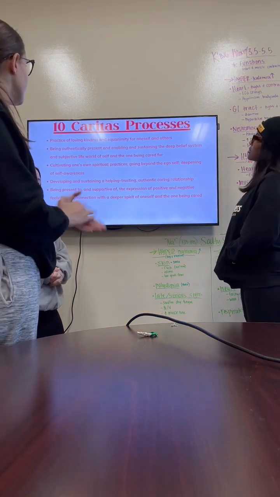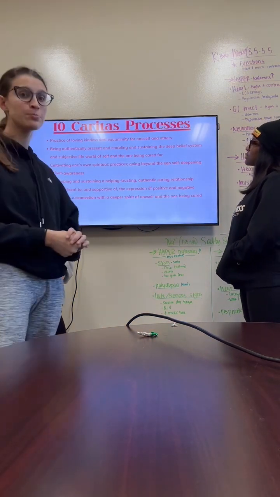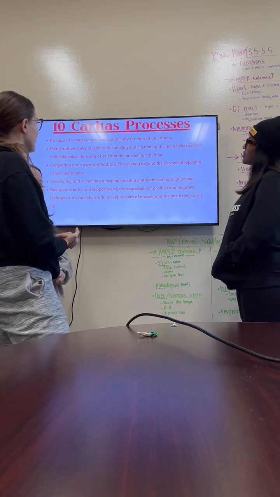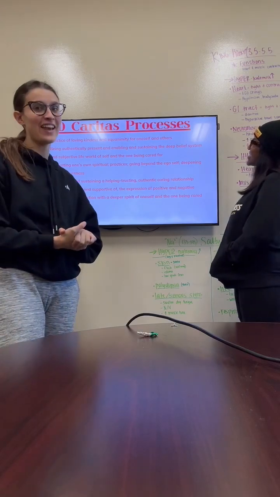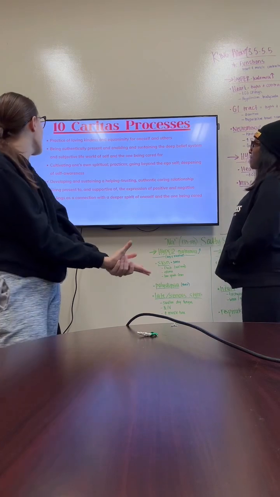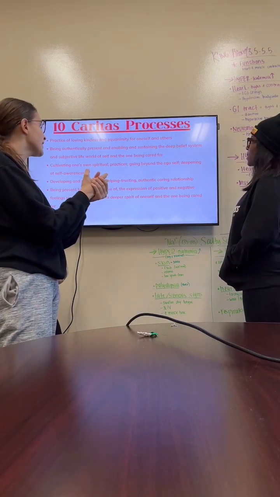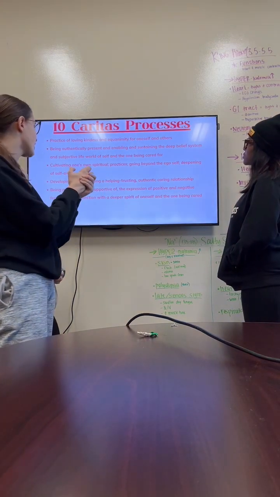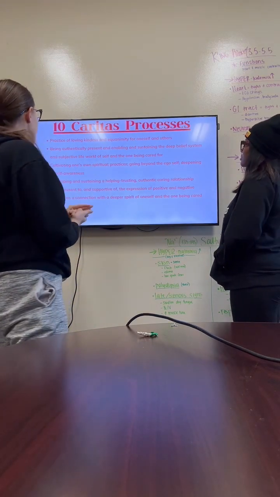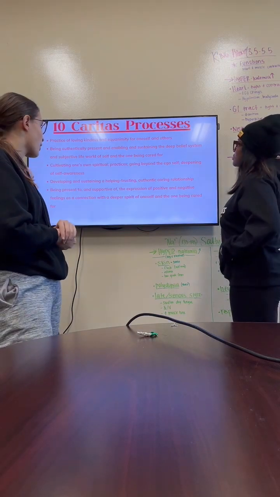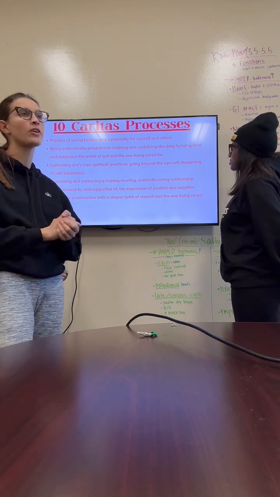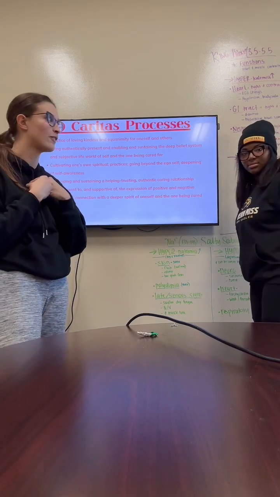The first of the 10 curative processes is practice of loving kindness and equanimity for oneself and others, which just means you need to love yourself and you need to love others as well. Second, being authentically present, enabling and sustaining the deep belief system and subjective life world of self and the one being cared for. The third one is cultivating one's own spiritual practices, going beyond the ego self, deepening of self-awareness. So in order to practice correctly, you need to be self-aware.